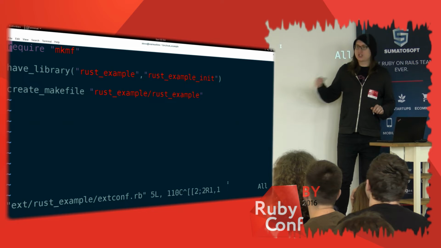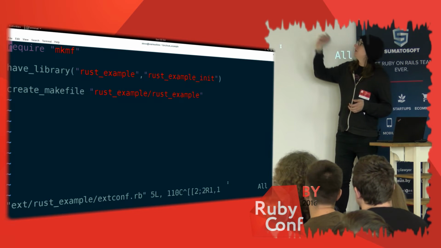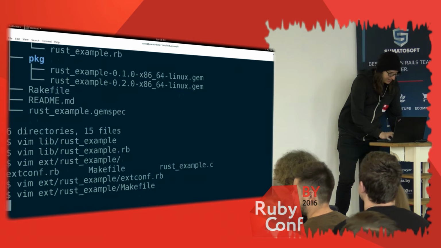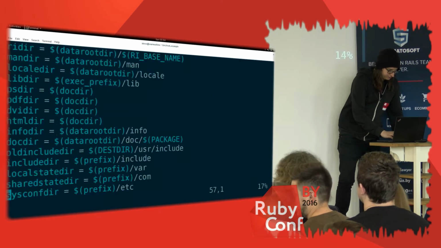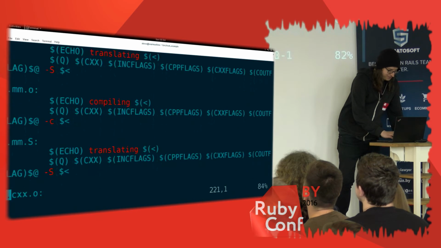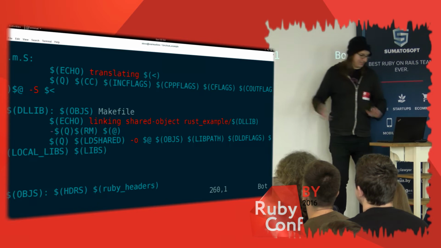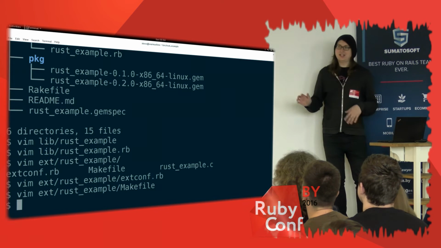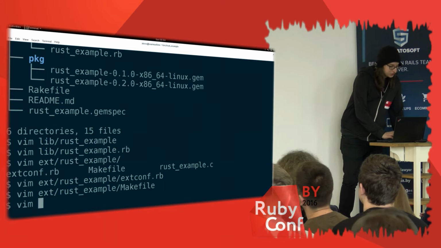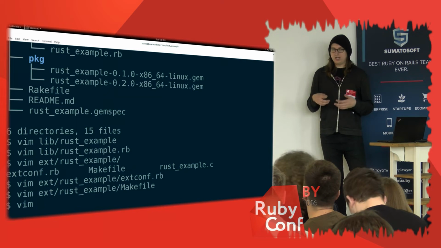rust_example_init is the function that initializes the library, so you have to tell it this is the function to call. And then there's this create_makefile with this name. And what this generates is a makefile, and that looks like this. So, 75%. Okay, so be glad you don't have to write that by hand, but that's what mkmf does. And it's frankly more complicated than it needs to be for a simple gem like this, but for something more complicated, those features matter. And so the issue is that the makefile knows how to build C code, but not how to build Rust code.